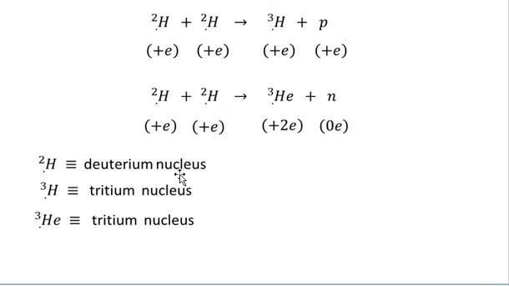2H is the deuterium nucleus, 3H is the tritium nucleus, and 3He is the helium nucleus. Please make a correction here: this is not the tritium nucleus but the helium nucleus. 3He is the helium nucleus.